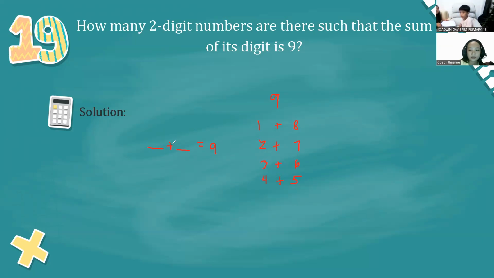So if 1 plus 8, that is 18, right? 18 or 81. Do you agree? Yes. Okay. 2 plus 7, if it would be a two-digit number, it would be 27 or 72.